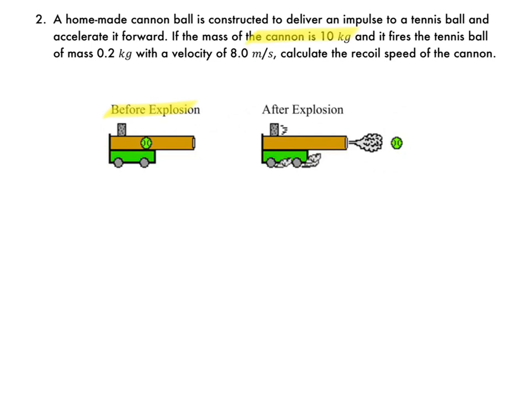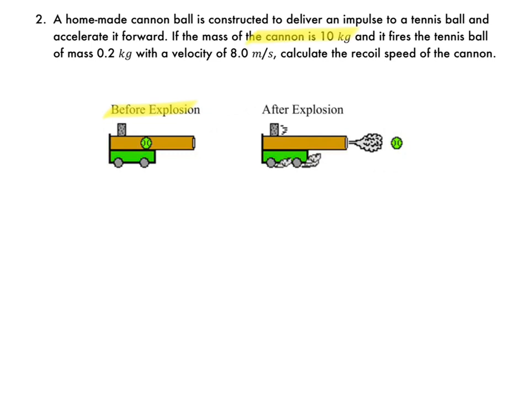Let's do one more type of problem on conservation of momentum. Here we have a homemade cannon which is constructed to deliver an impulse to a tennis ball and accelerate it forward. If the mass of the cannon is 10 kg and it fires the tennis ball of 0.2 kg with a velocity of 8 meter per second, calculate the recoil speed of the cannon.